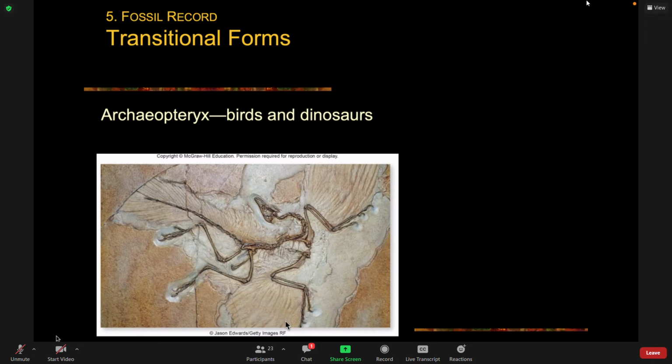Furthermore, another distinction here is that they had a long bony tail in which there's feathers on it. Modern birds don't have a bony tail. Okay, they have tail feathers, long feathers that are sticking out, but they really don't have a long bony tail. So the long bony tail here is a dinosaur-like characteristic. So what connects them to birds is that they had feathers.